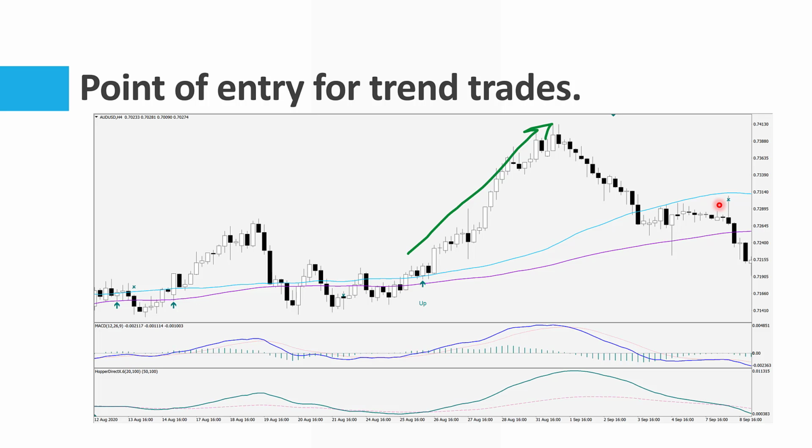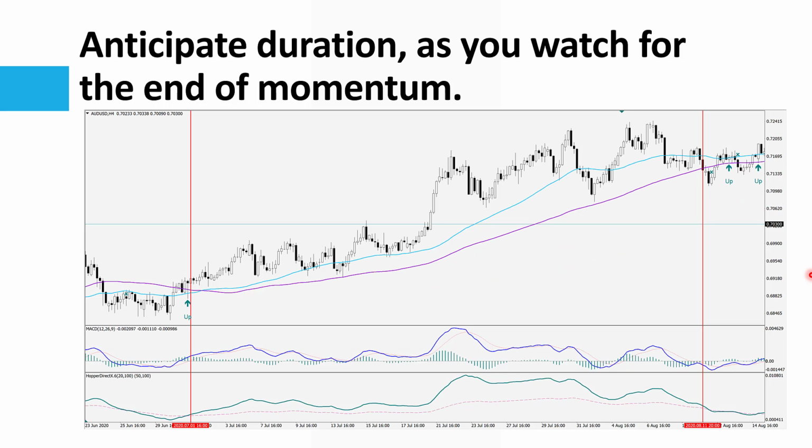But for the most part, you only get those big, long-lasting trends a couple of times a year at best. So for your everyday trading, it's really those points of entry and using that in your strategy as you're looking for opportunities to trade. So here's another example. This one is how you can anticipate duration as you watch for the end of momentum. So when does momentum end?